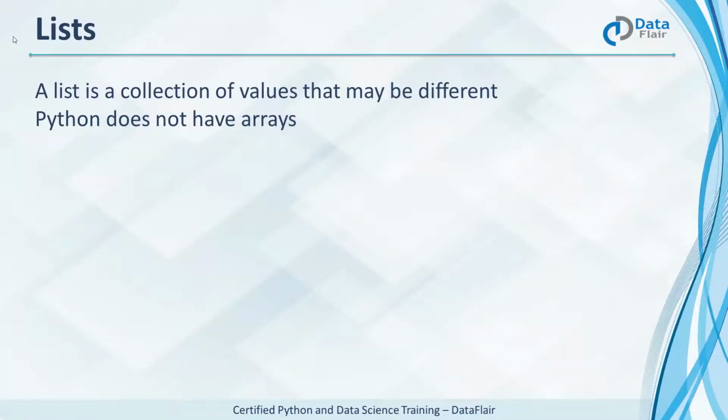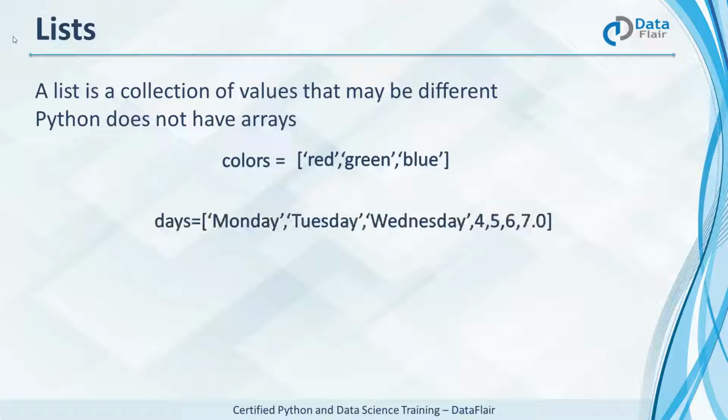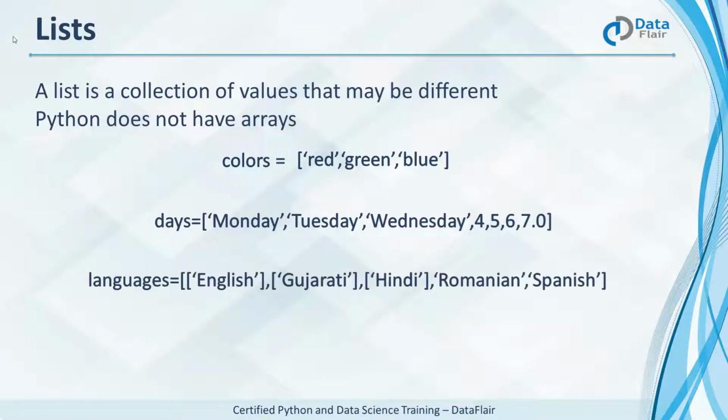A list is a container for values of one or more kinds. Python does not have arrays, but the array module does simulate them. Let's create a list with three values, red, green, and blue. Let's call this colors. Days is another list with weekdays represented variously. Language is a list with values Romanian, Spanish, and three sublists with the values English, Gujarati, and Hindi.